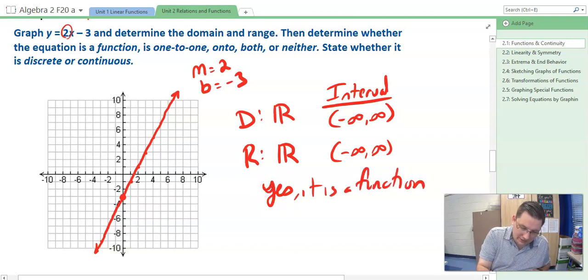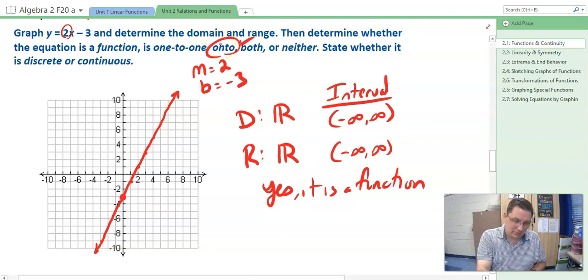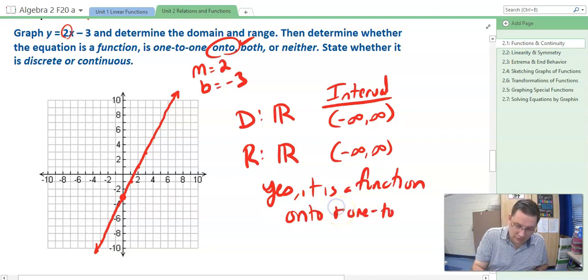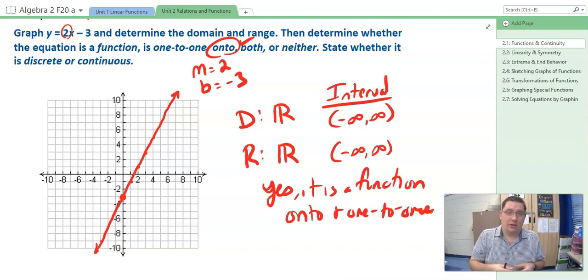And so since we said yes to that, is this one-to-one, onto, both, or neither? So remember, onto means every y has an x. Does every y value have an x? Yes. Check. It's onto. The next question is, is it one-to-one? Yes. And so it is one-to-one. It is both of those in this case, because it passes the horizontal line test for being one-to-one, and every y has an x, meaning it is onto.